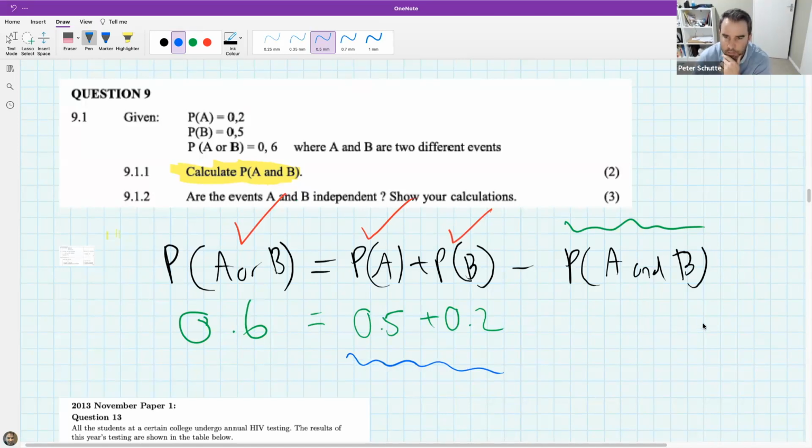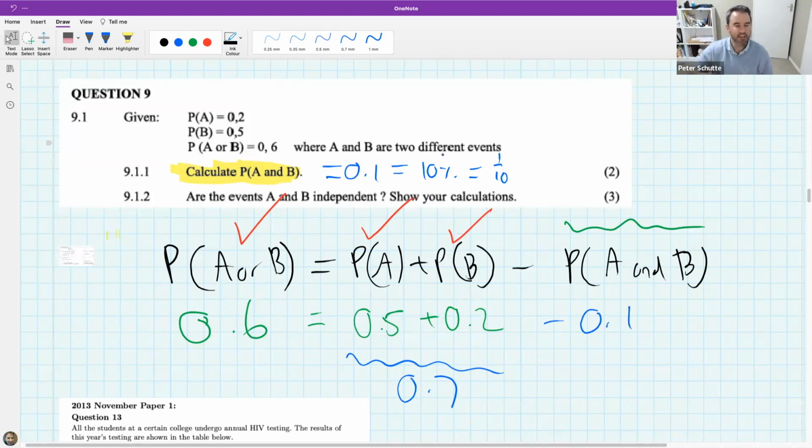What does this little bit at the end have to be in order to balance the world? Well, the only way that this will be equal to 0.6 is if this is minus 0.1. And so we know that this must be 0.1 or 10% or 1 in 10. Those are all the same.